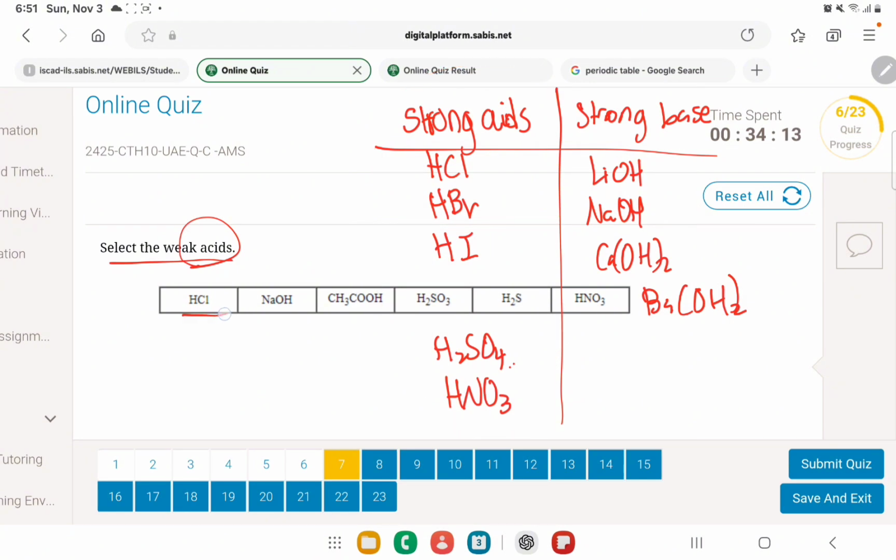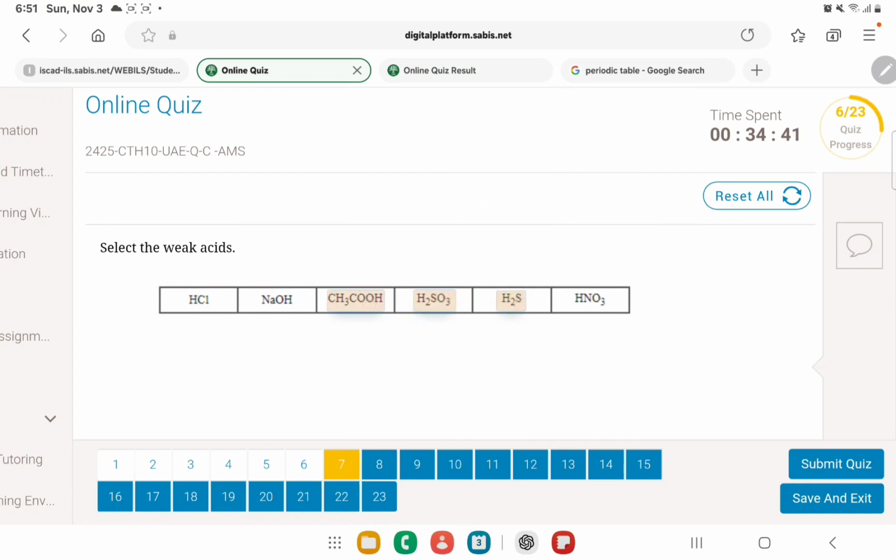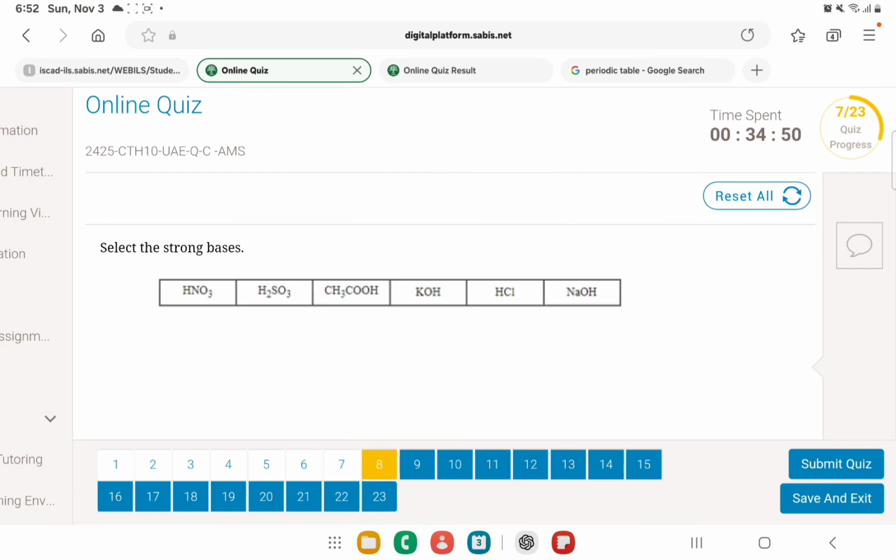So, okay, HCl, it's a strong acid here, so wrong. NaOH, it's a base, so wrong. CH3COOH, that's a weak acid. H2SO3, that's a weak acid. H2S, that's a weak acid. And HNO3, it's here, so it's a strong acid. So it's these three. 1, 2, 3.